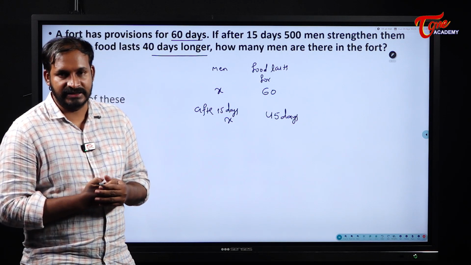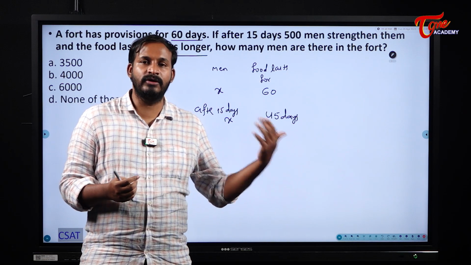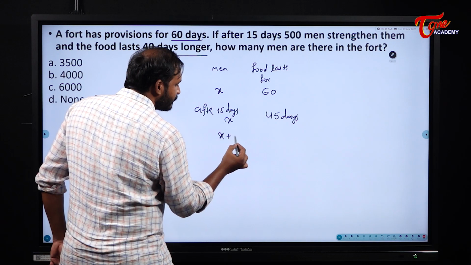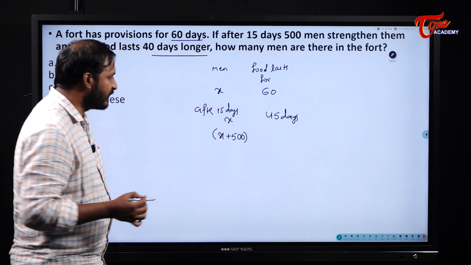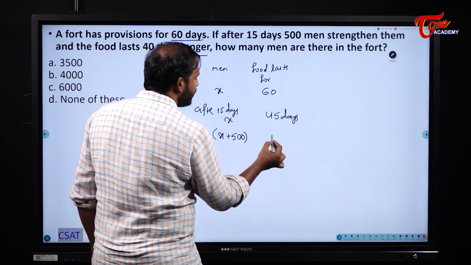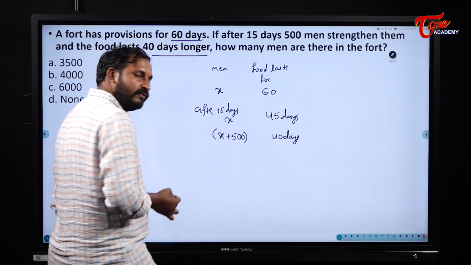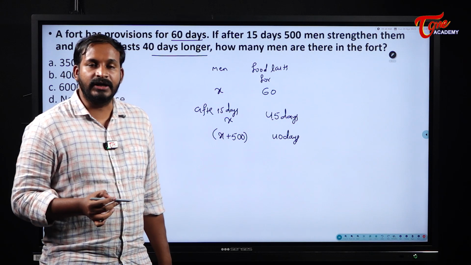But now what happened is, some more new people were added, so the strength became X plus 500 instead of X. For these people, the food will last for just 40 days. For X people, the food will last for 45 days. For X plus 500, the food will last for 40 days.